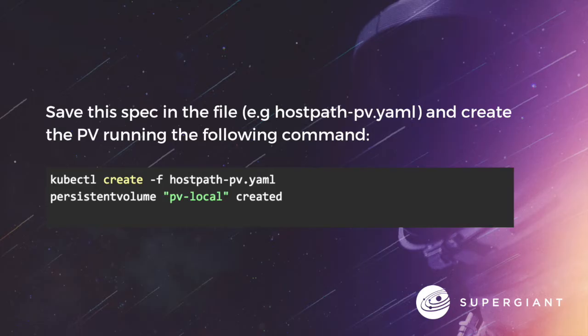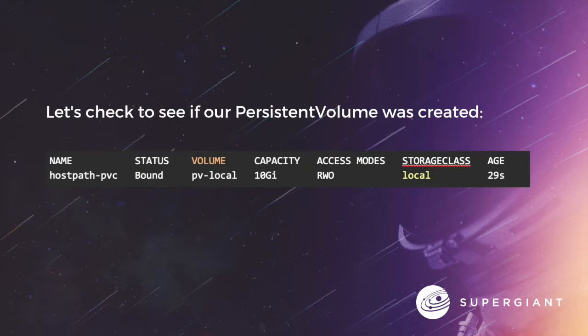Save this spec in the file and create the PV running the following command. Let's check whether our persistent volume was created. This response indicates that the volume is already available but still does not have any claim bound to it.